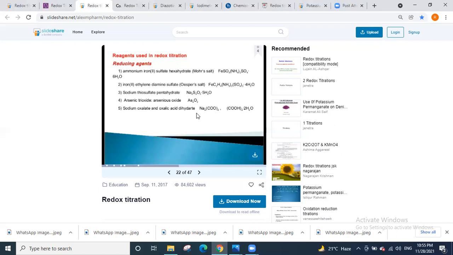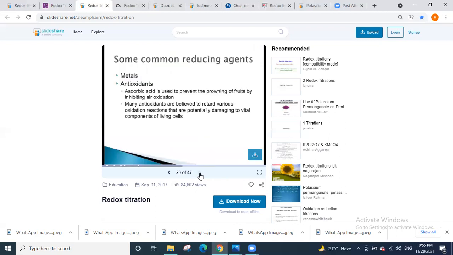The third important thing here is indicators. Common indicators are in the handout, and I think you have your handout. The first page contains the different definitions of redox titration, and after that, the second page contains the different types of indicators that are used in redox titration.